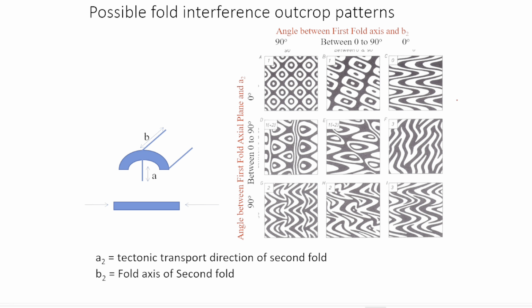How the shape varies, like a mushroom, how a mushroom forms: it depends upon the angle between the fold axis and V2, and the angle between the fold axial plane and A2. A2 is the tectonic transport direction of the second fold, and V2 is the fold axis of the second fold. It means if you are able to visualize the third dimension that I showed in the visualization, you can understand these things after that, because it is not that easy.